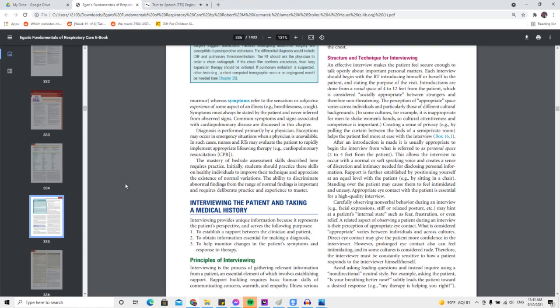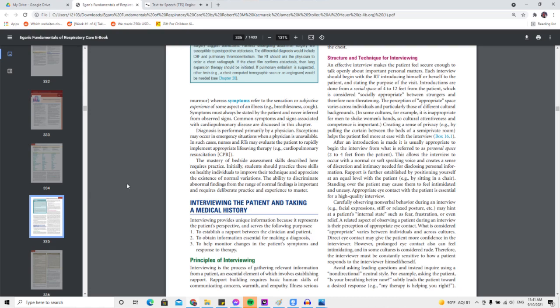Appropriate eye contact with the patient is essential for a high-quality interview. Carefully observing nonverbal behavior during an interview, for example, facial expressions, stiff or relaxed posture, etc., may hint at a patient's internal state such as fear, frustration, or even relief. A related aspect of observing a patient during an interview is their perception of appropriate eye contact. What is considered appropriate varies between individuals and across cultures.